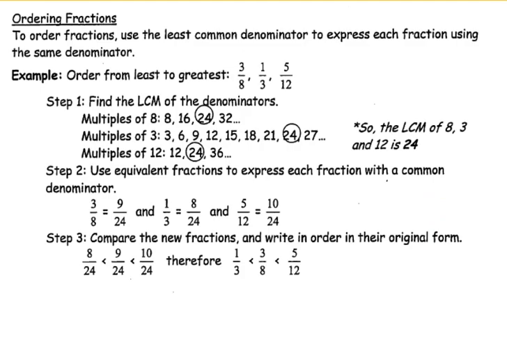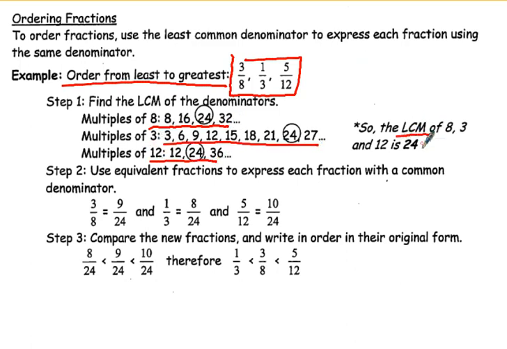You can use the same thing to order fractions from least to greatest, having more than just 2. So order from least to greatest: 3/8, 1/3, and 5/12. First you'll need to find a common denominator for all three. So the least common multiple, list your multiples of 8, the multiples of 3, and the multiples of 12. Find their least common multiple is 24. Use that as your new denominator. Convert all of your fractions.